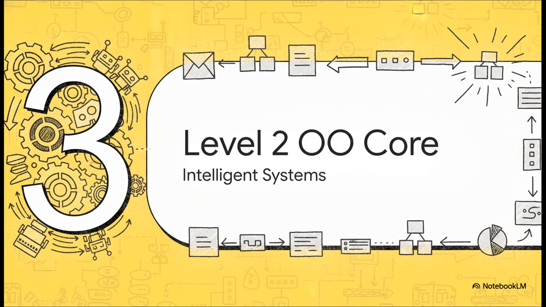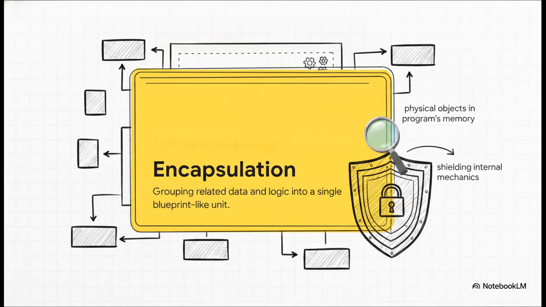Moving right along to Section 3, Level 2, Object-Oriented Core. Here's where we really accelerate the pacing. We're moving away from just typing out sequences of commands and stepping up to architecting intelligent systems. The curriculum leans heavily into encapsulation. Think of it like a blueprint. You're taught to group related data and logic into a single unit, a class, and use it to instantiate physical objects in your program's memory. It completely shields the internal mechanics from outside interference, which makes your code incredibly robust.